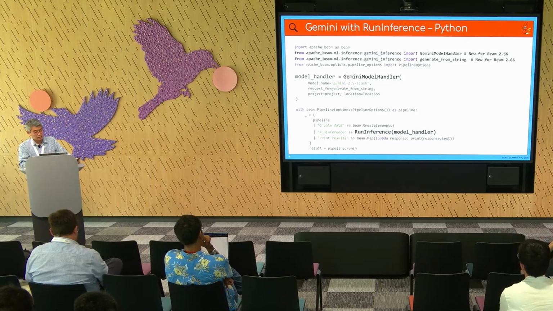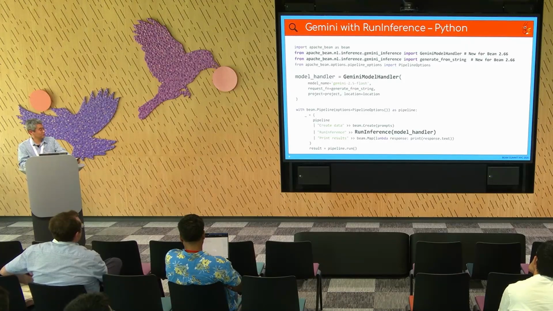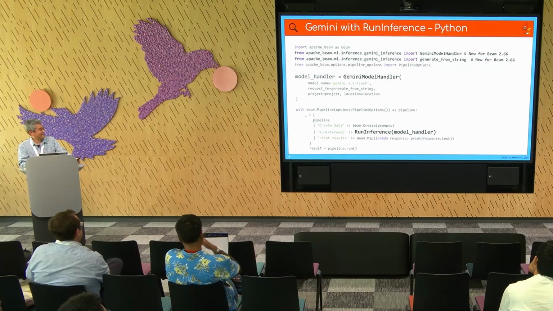Here's the pipeline code with RunInference and the Gemini model handler. You instantiate the Gemini model handler, specifying Gemini 2.5 Flash here, and pass it to RunInference. That's it, and this actually works.